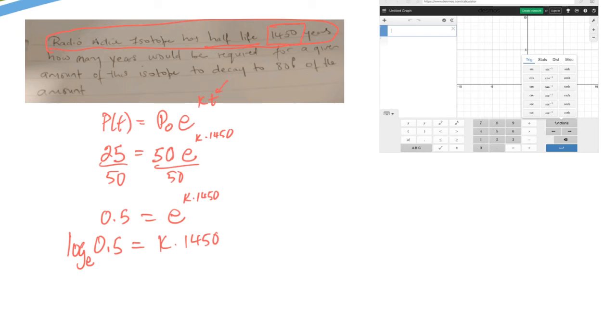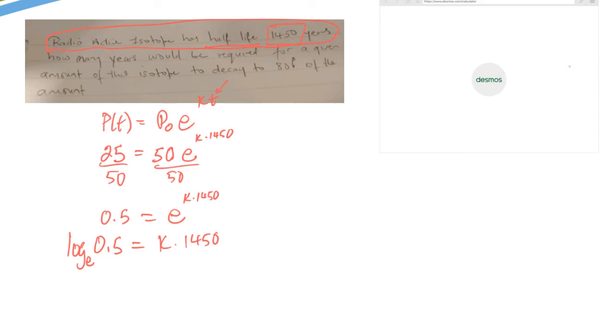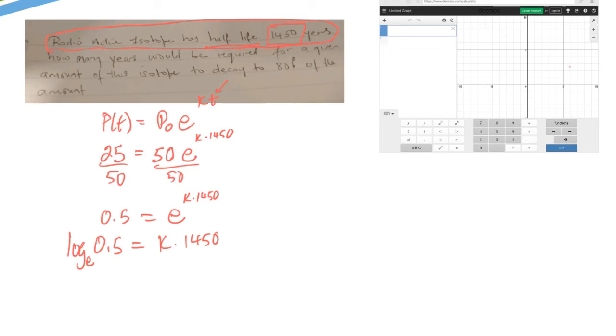Let me do that on my calculator here. So ln, where's ln? I don't see it there. Whoops. Okay, functions. Ln or log. Oh, there's log. I don't see what that base is. Oh, there's ln right there. Ln of 0.5, bracket, divided by 1450.